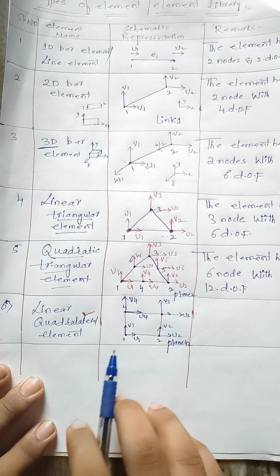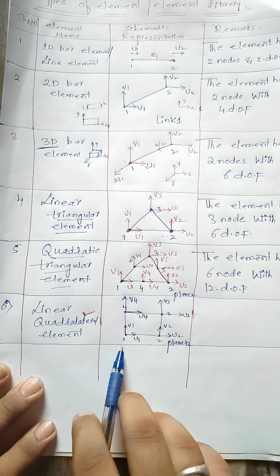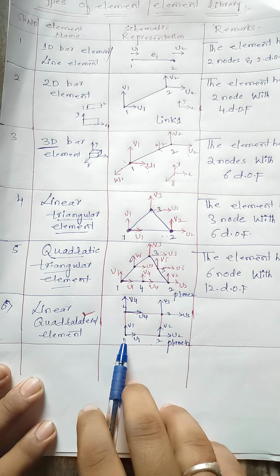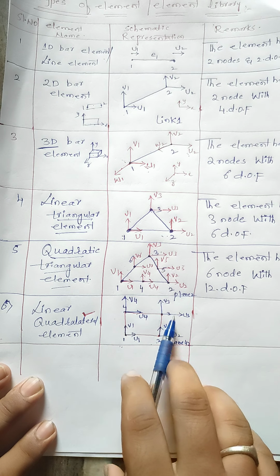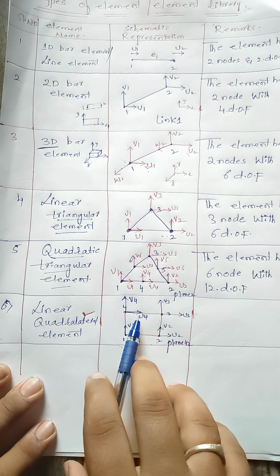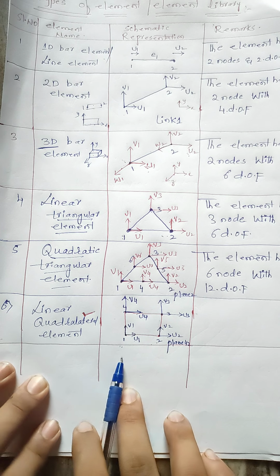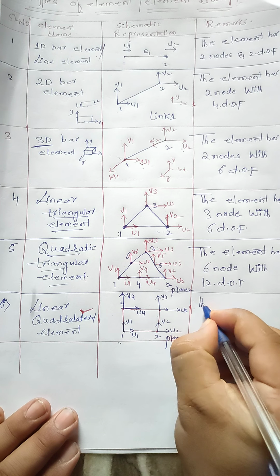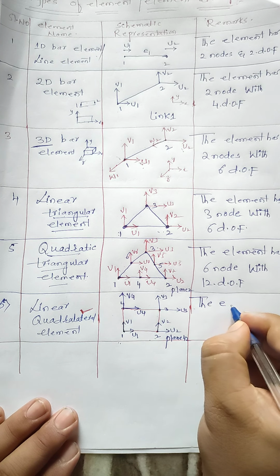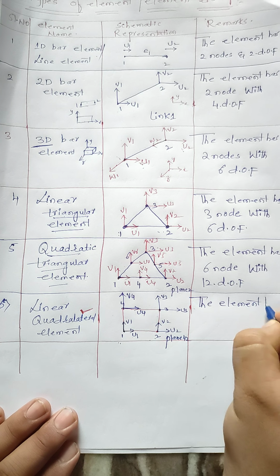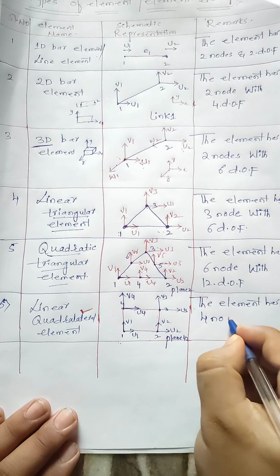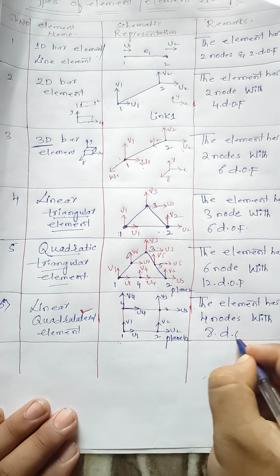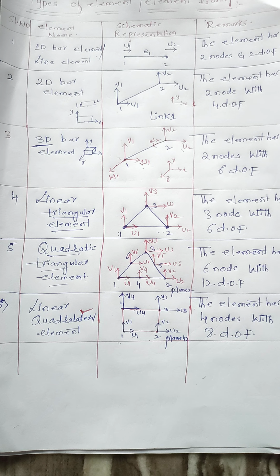So we understood how many nodes they have? Total 4 nodes: 1, 2, 3, 4. And in total how many degrees of freedom here? Total 8 degrees of freedom: u1 v1, u2 v2, u3 v3, u4 v4. Total how many nodes are there? 4 nodes and 8 degrees of freedom. This element has how many nodes, dear? 4 nodes with how many degrees of freedom? 8 degrees of freedom. Okay dear.